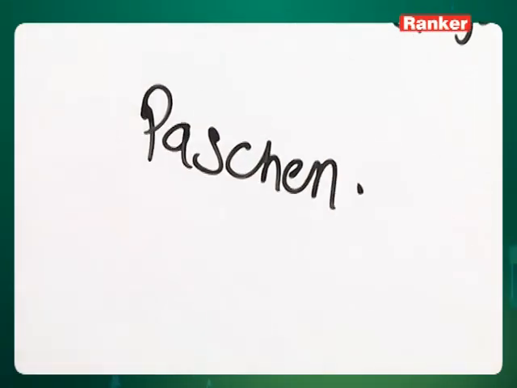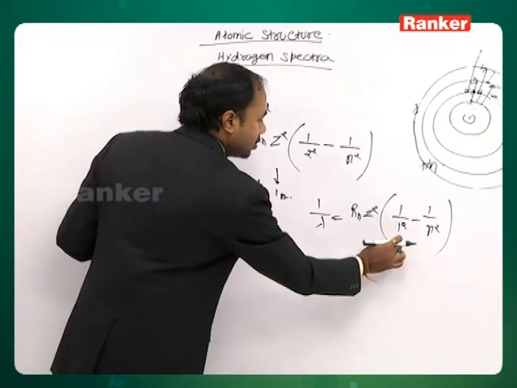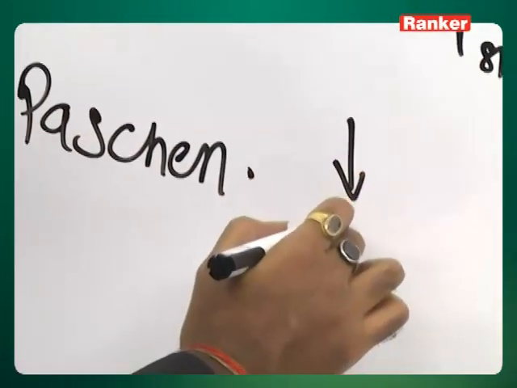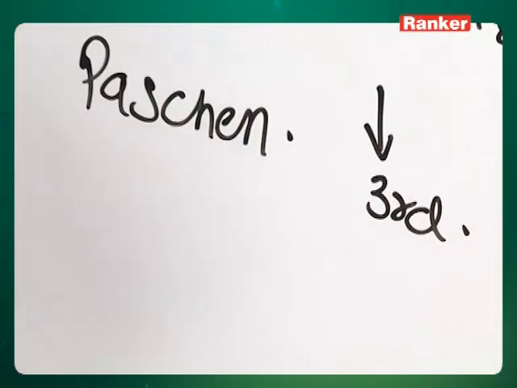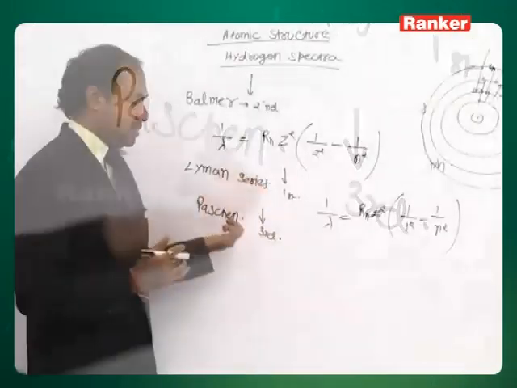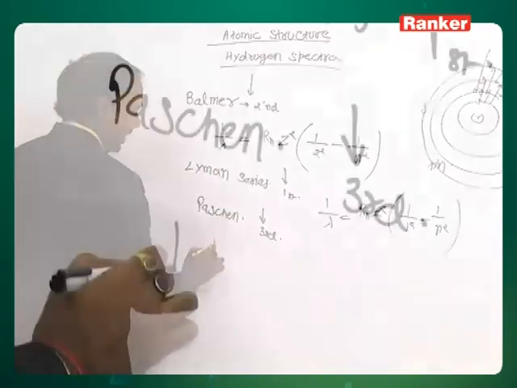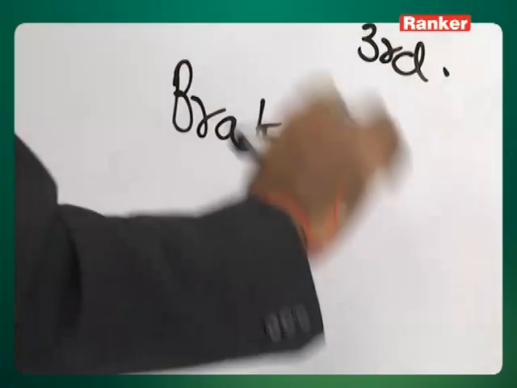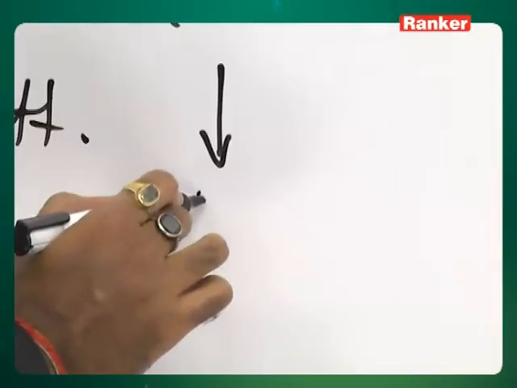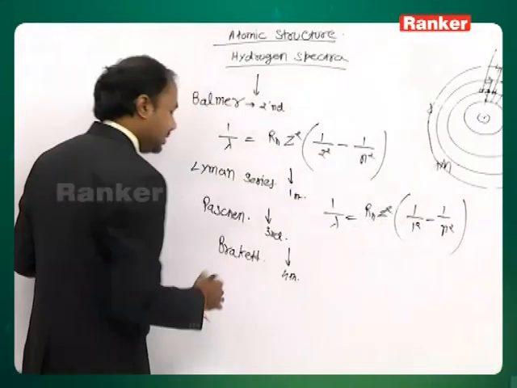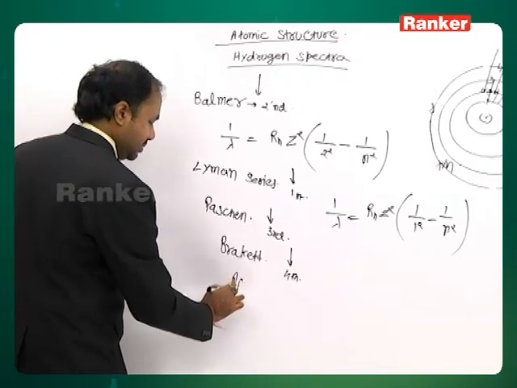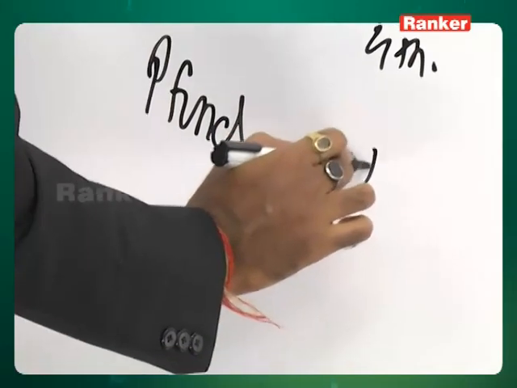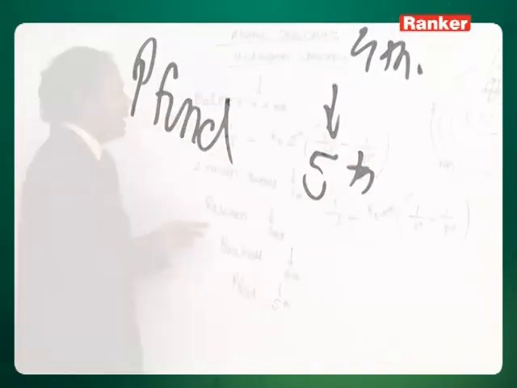Similarly, in this case, only this value is going to change. From any higher shell, if electron de-excites up to third shell, then we say the lines fall in Paschen series. Then we have Brackett series, exactly in similar manner, up to fourth shell. Then we have Pfund series, and this obviously will be up to fifth level, from any higher shell.